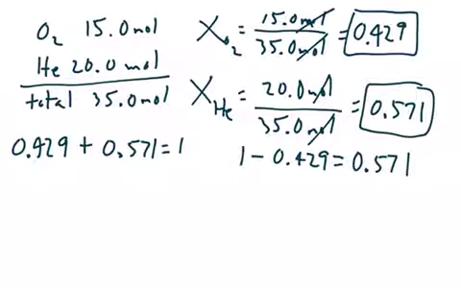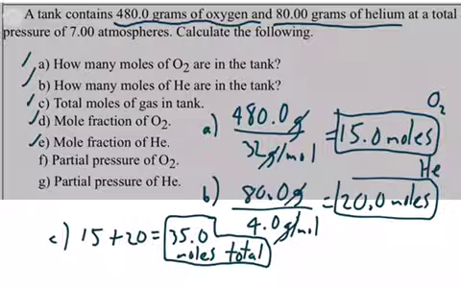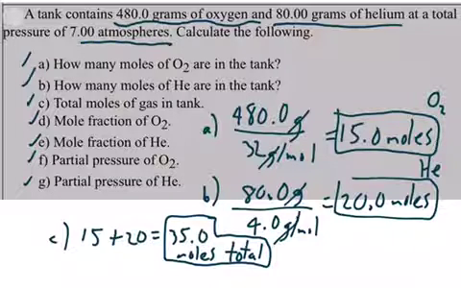Now you can only do that if you have two gases, because at the end of the day, they will add up to 1, just like percentages add up to 100. Now here's what we're going to do. So we got our two mole fractions, okay? If you look here, they want now the partial pressure of oxygen and helium. Now if you recall, they gave us the total pressure, 7 atms.